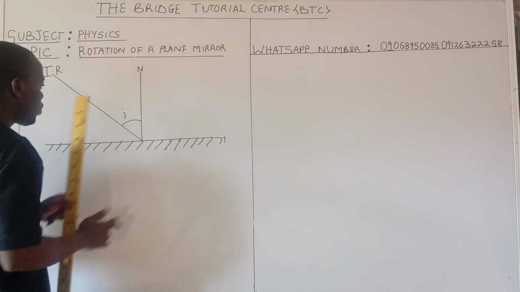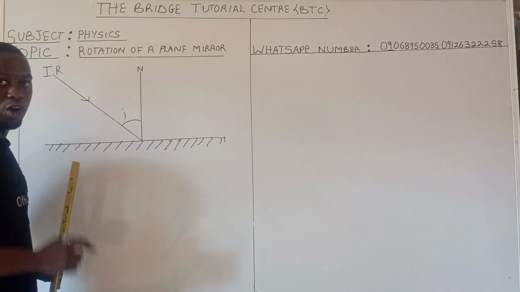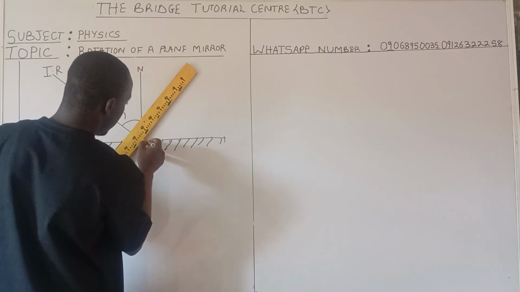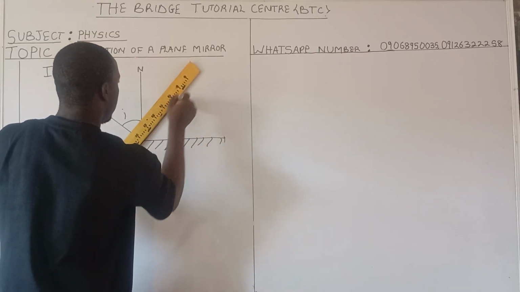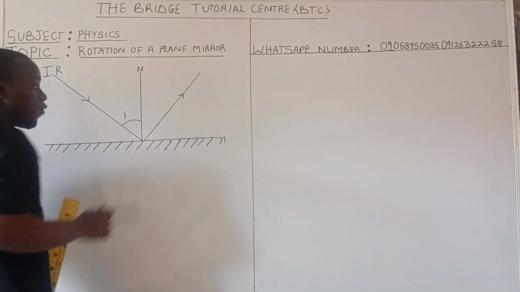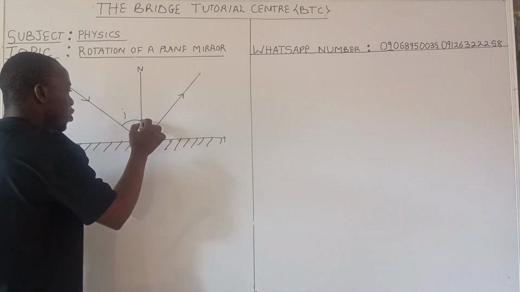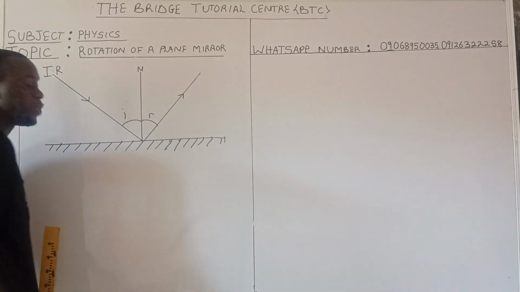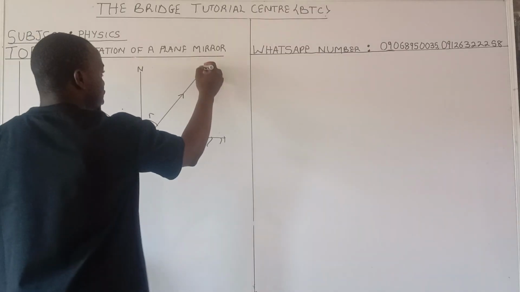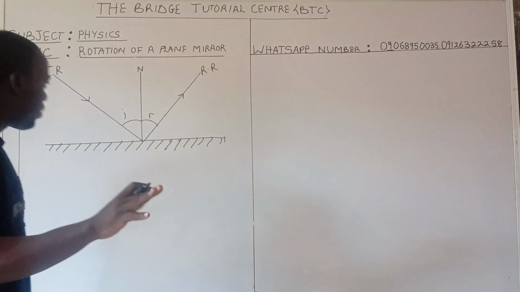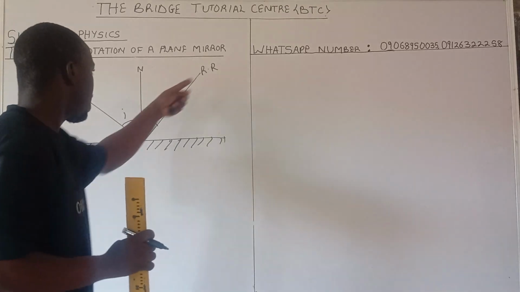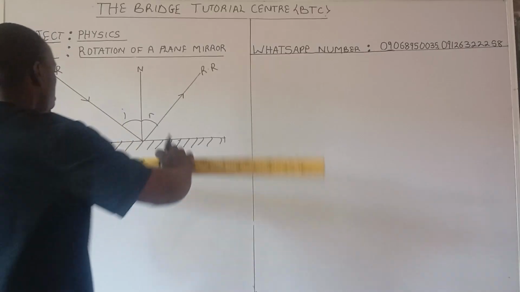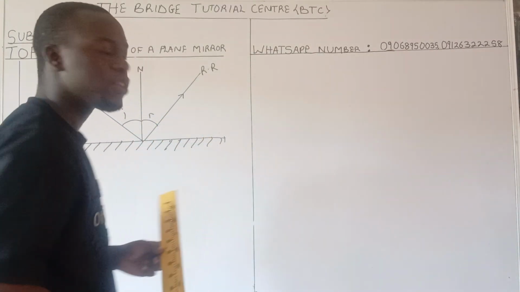Once the incident ray has struck the plane mirror, it will be reflected. So we have our reflected ray like this, and don't forget about the direction. The angle between the normal and the reflected ray is called the angle of reflection, which is denoted by small letter r. So normally for our plane mirror we have the incident ray, the normal, and the reflected ray. But what will now happen to this reflected ray when you rotate the plane mirror?